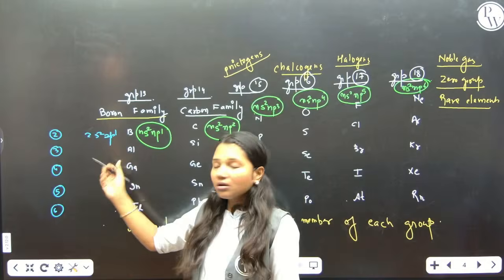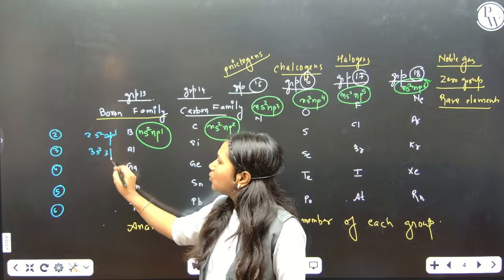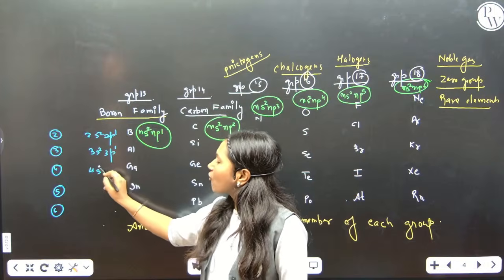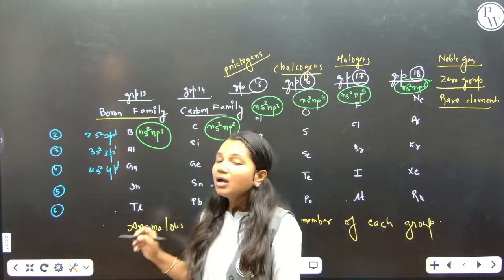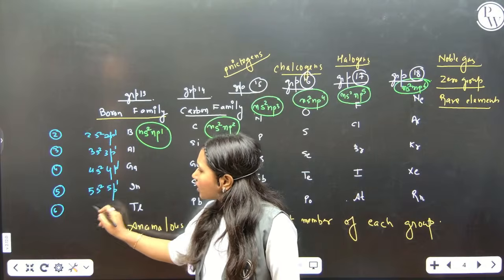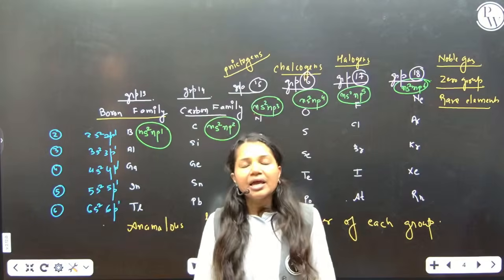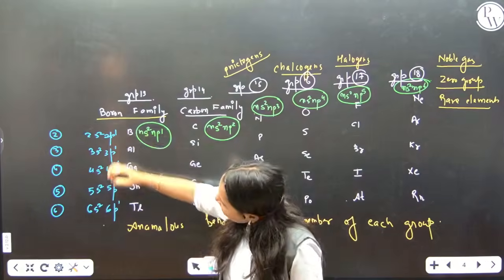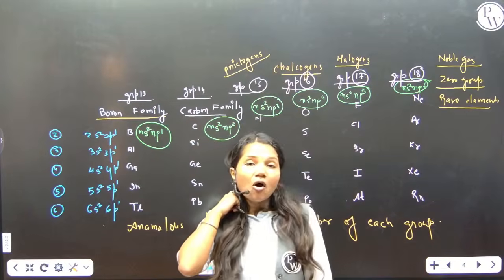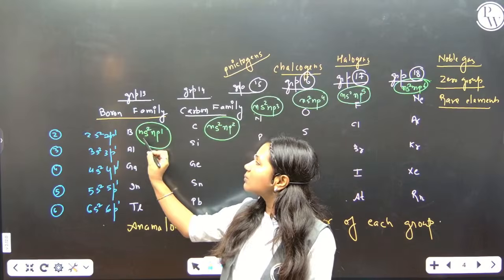2s2 2p1 outer electronic configuration, 3s2 3p1, 4s2 4p1, 5s2 5p1, 6s2 6p1. So they all have the same number of valence electrons, which is 3. They all are following this pattern.